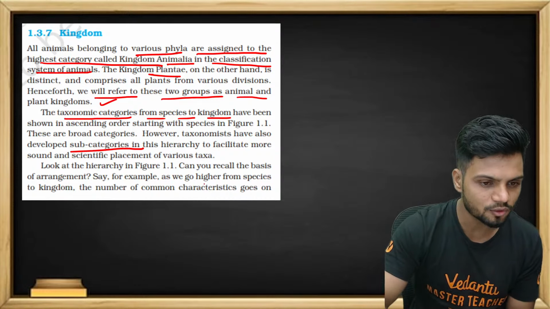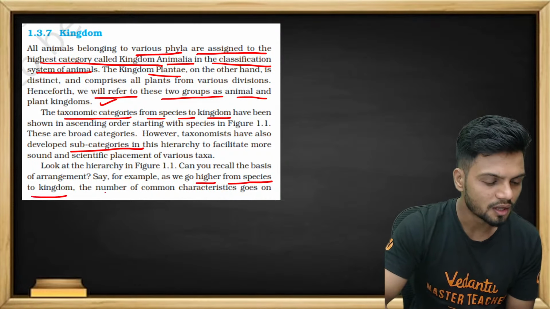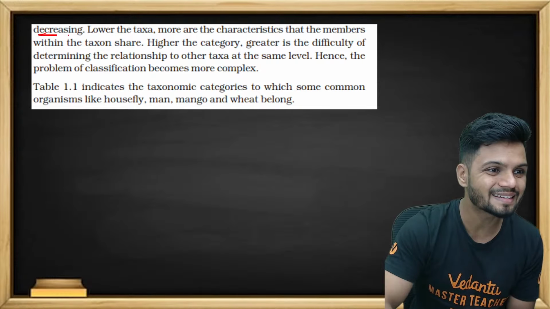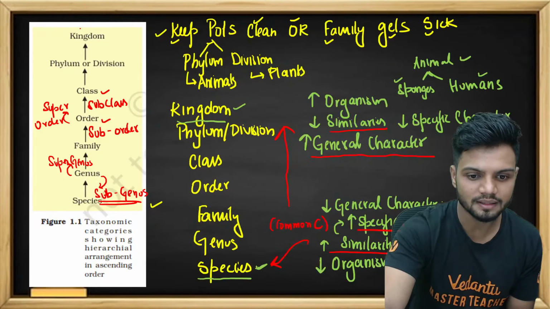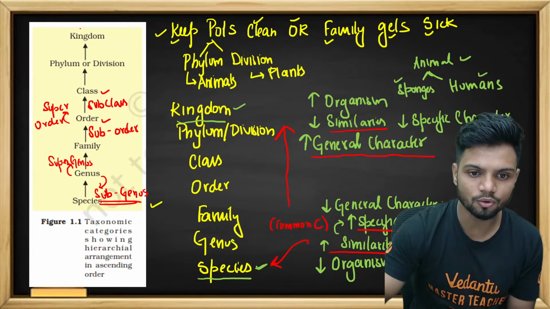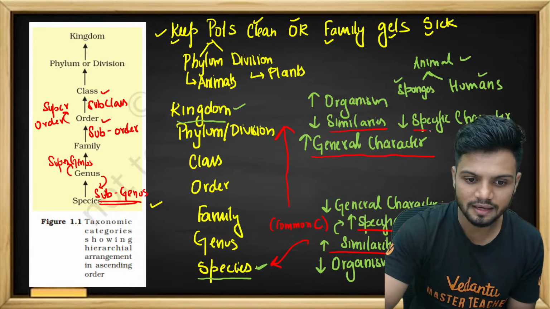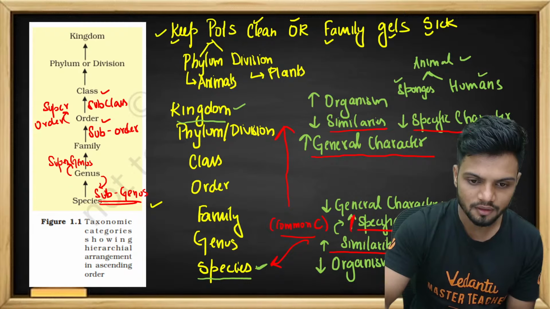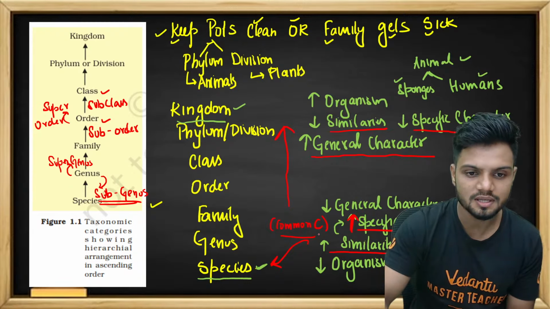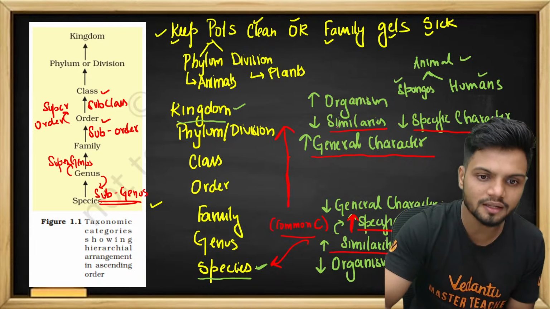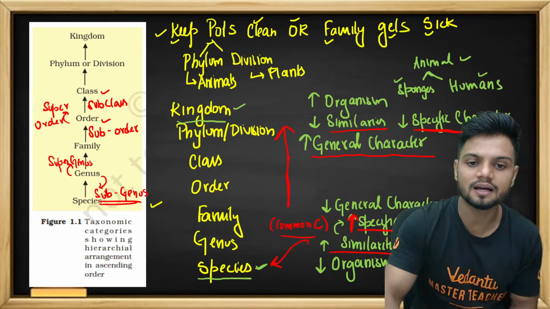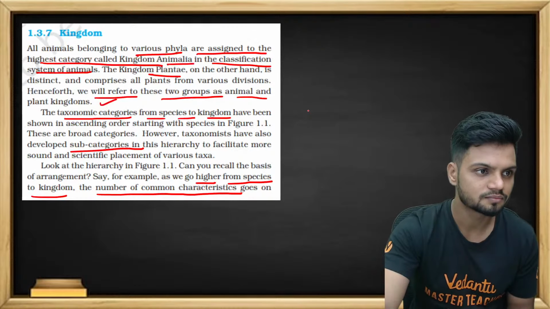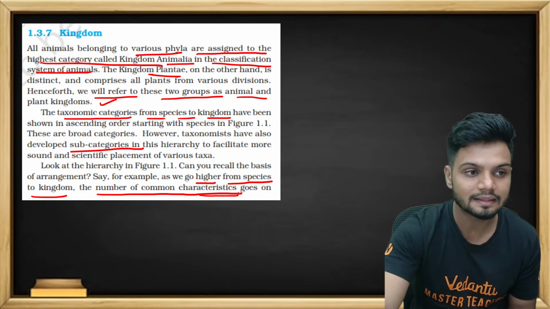See, for example, as we go higher from the species to the kingdom, the number of common characters goes on decreasing. As we go up, this specific character, I told you, is also called common characters. Here we have more common characters. The specific character is also called common characters, more in species. As we go up the ladder, the common characters, also called specific characters, are decreasing. So the number of common characters is decreasing.